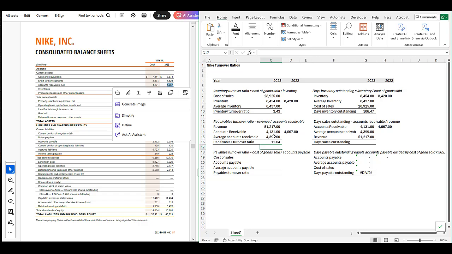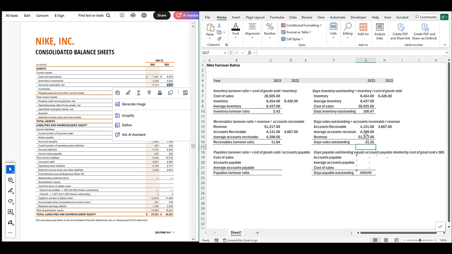$51,217 divided by $4,399 equals 11.6. Nike collected its accounts receivable roughly 12 times in 2023. We can also calculate the days sales outstanding to see how many days on average it took Nike to collect its receivables. To calculate days sales outstanding, we divide average accounts receivable by revenue and multiply it by 365. 4,399 divided by 51,217 times 365 equals 31.3. Nike collected its receivables every 31 days.